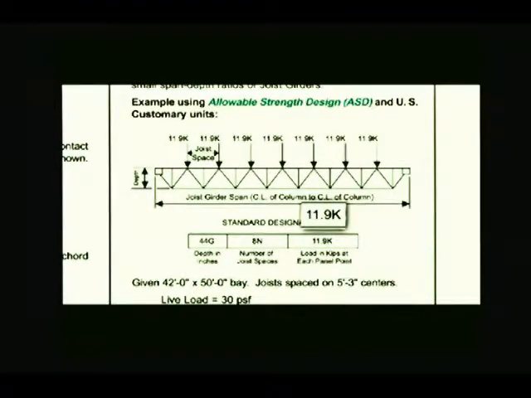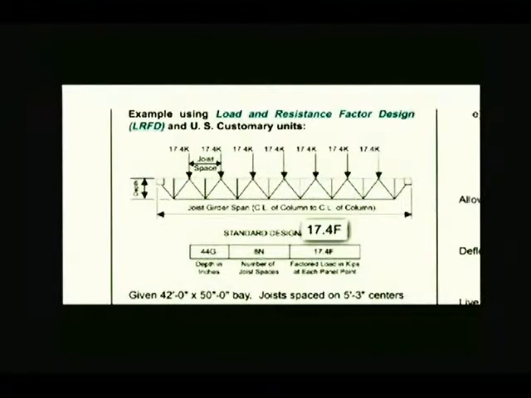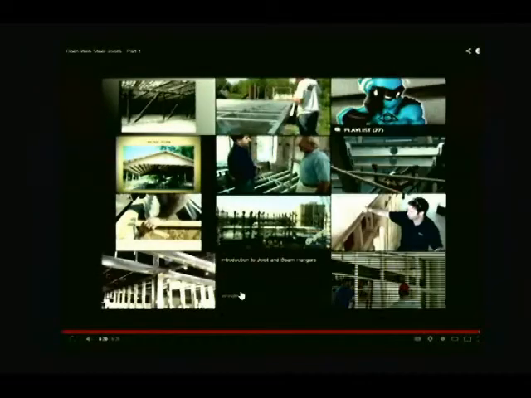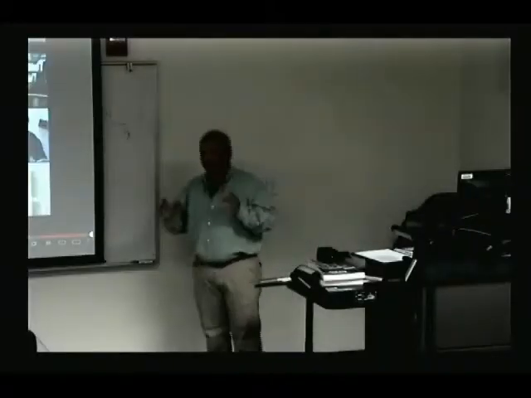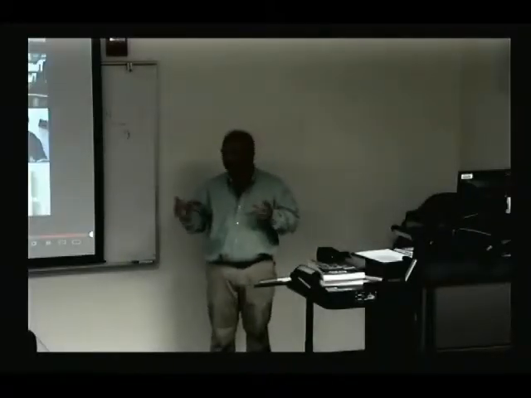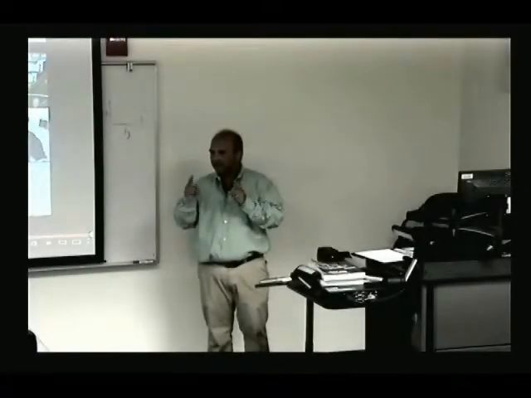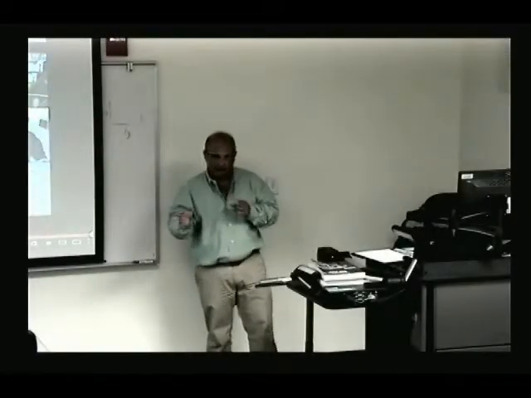Unfactored loads for ASD design are followed by a K, whereas factored loads for LRFD design are followed by an F. So that sounds very complicated, but it's not. The important part that I want you to take away from this is that each one of these members has a specific designation, numbers and letters.